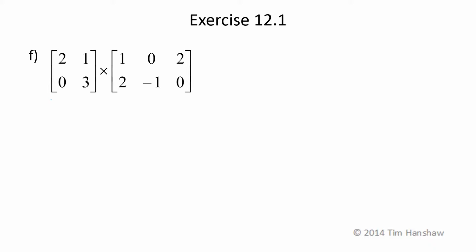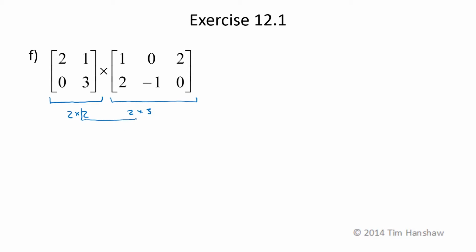We want to do a matrix multiplication between this matrix and this matrix. Now, before multiplying matrices, or really doing any linear algebra operation, we have to make sure that the matrix sizes are appropriate. This has 2 rows and 2 columns, so it's 2 by 2. This has 2 rows and 3 columns. It's a 2 by 3 matrix.